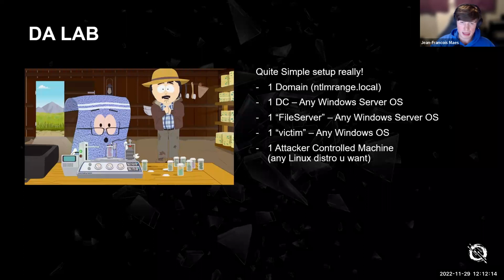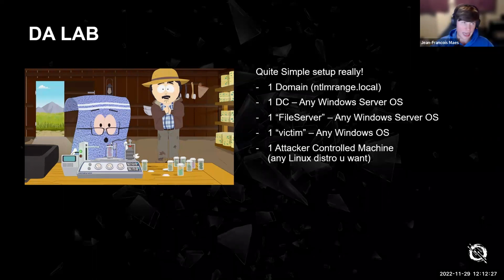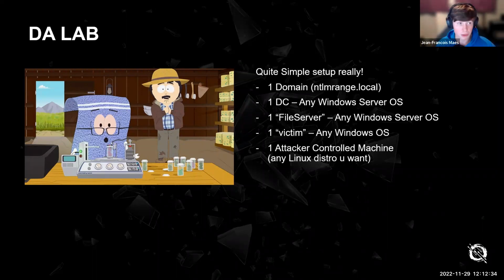In this domain, we essentially have three computers, three endpoints: one domain controller, one file server, and one victim server. Now, if you would ever set this up by yourself, you could set this up with any Windows Server operating system. For the DC, the file server, and the victim, you could legitimately use any Windows operating system that you want. Just to make it simple for this range, I've opted to go for Windows servers all the way, licensing issues and whatnot as well.